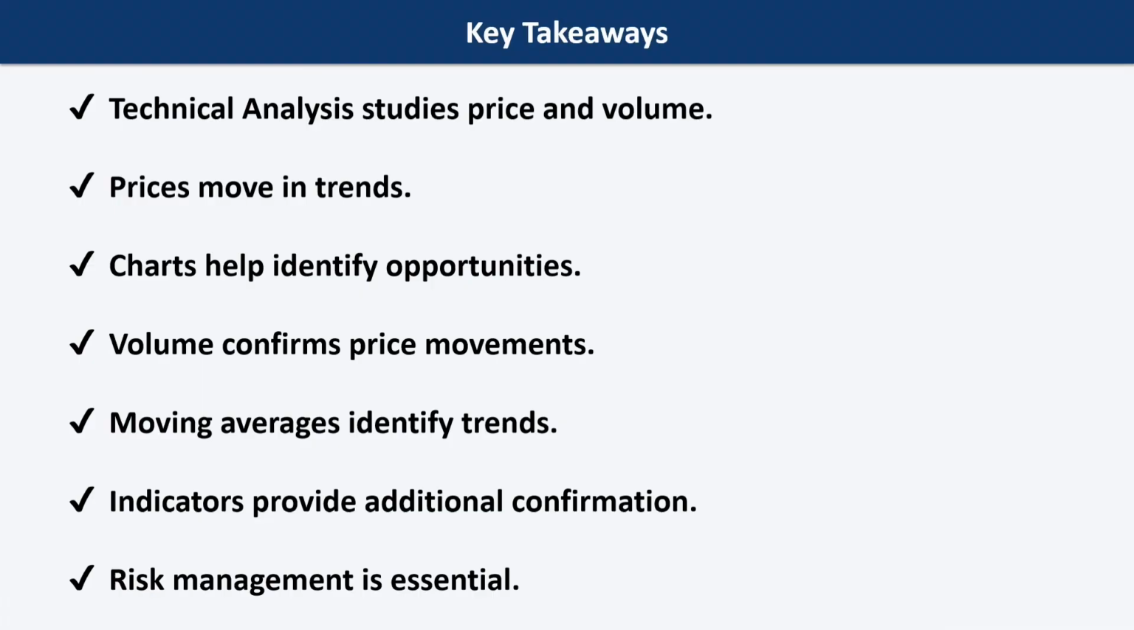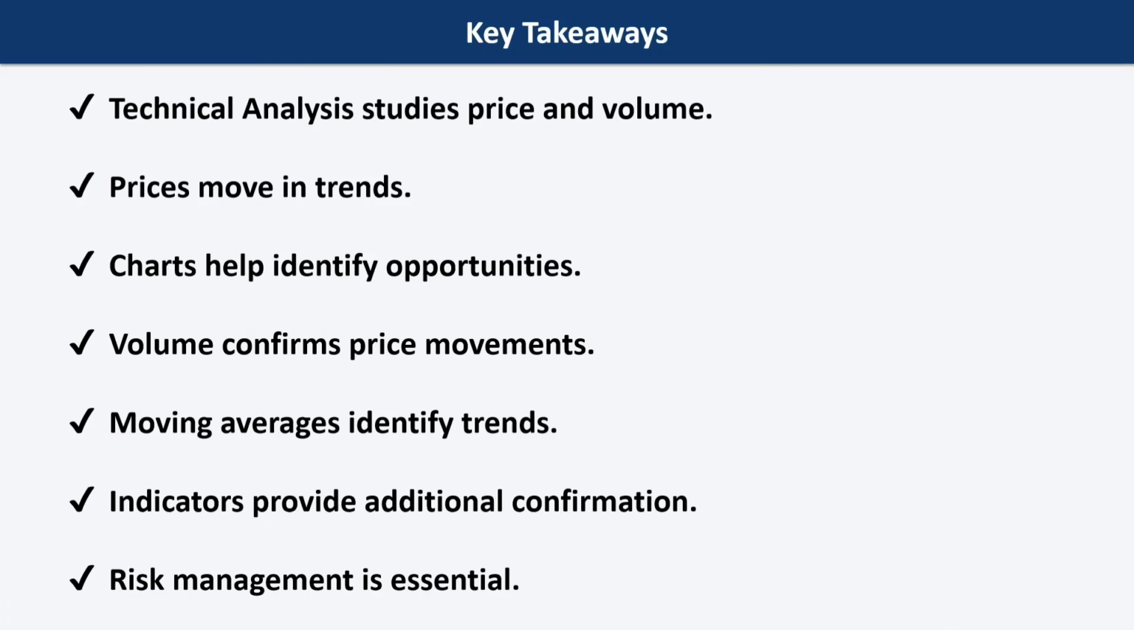Now, fifth one is what? Moving average helps us to identify trends. So we also discussed moving averages in today's video. A moving average smooths daily price fluctuations and helps us to identify the overall market trend. If the stock price is trading above the moving average, it usually indicates strength. If it is trading below the moving average, it may indicate weakness.